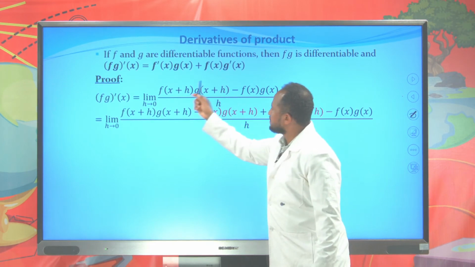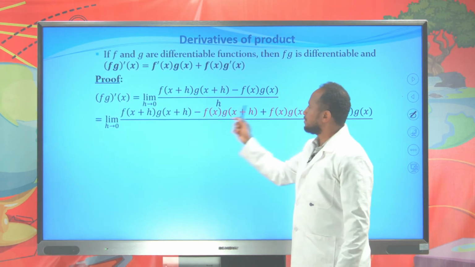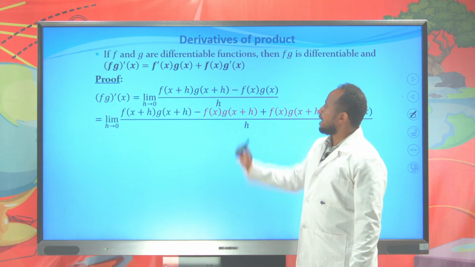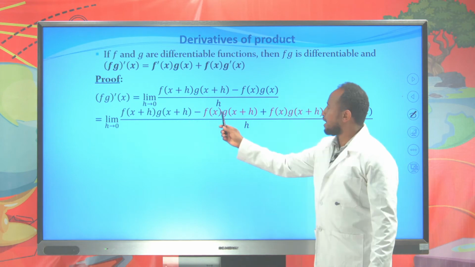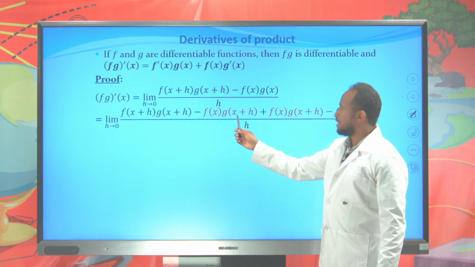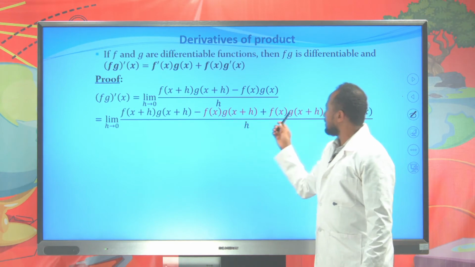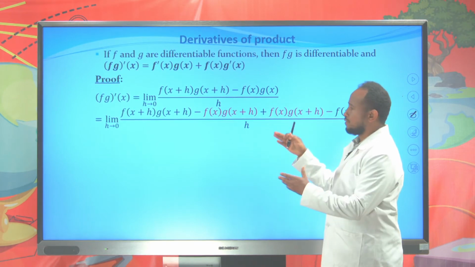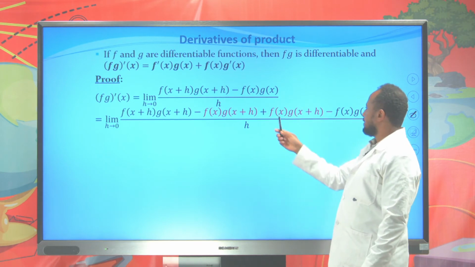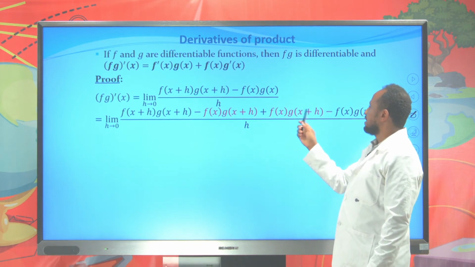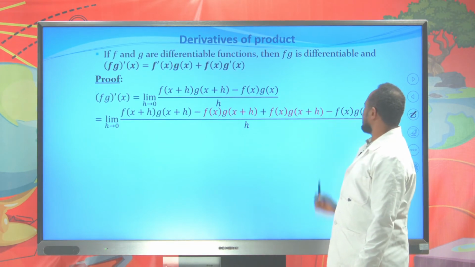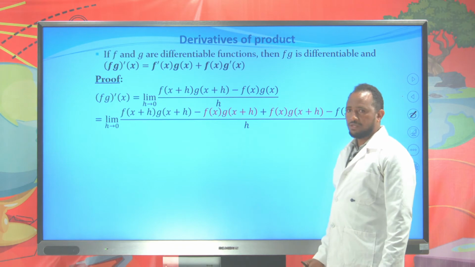Now this expression is equivalent to this one, because here f of x plus h times g of x plus h is here. I subtract f of x times g of x plus h and add it here, so the sum is 0. So it is equivalent to the above expression. Therefore, here this plus f of x times g of x plus h, minus f of x g of x, over h.